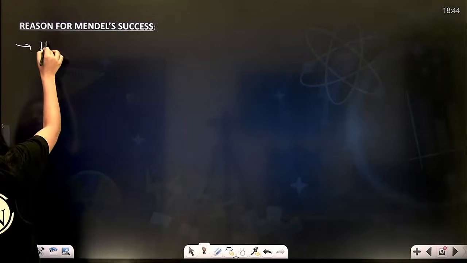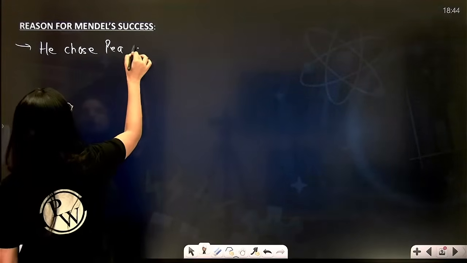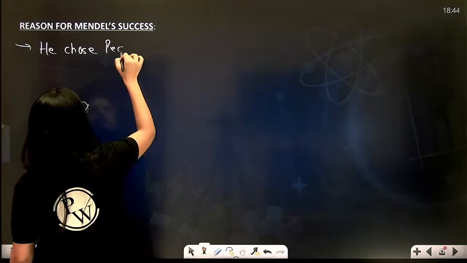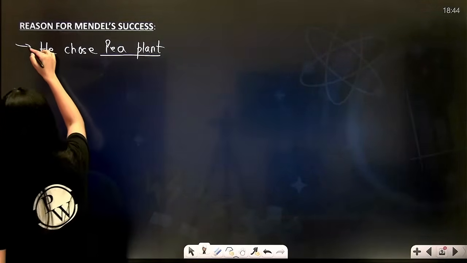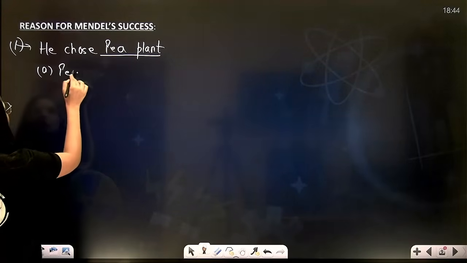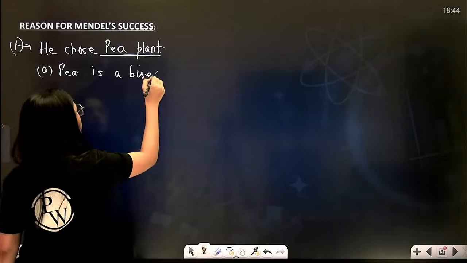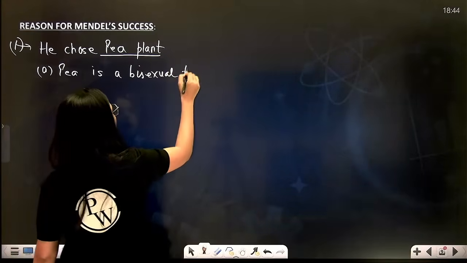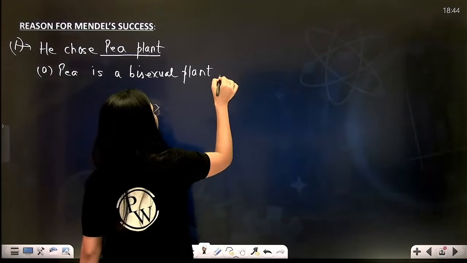Number 1. He chose pea as an organism for study purpose. Now, why pea? So, pea is a bisexual plant showing bud pollination.